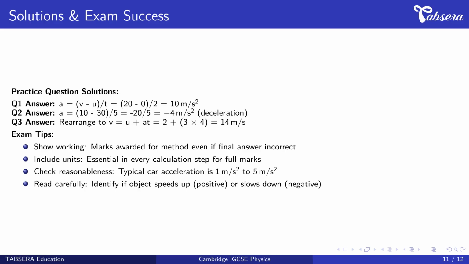Third, check if your answer is reasonable. Typical car acceleration ranges from 1 to 5 meters per second squared, so an answer of 50 would indicate an error. Fourth, read questions carefully. Identify whether the object speeds up, giving positive acceleration, or slows down, giving negative acceleration.